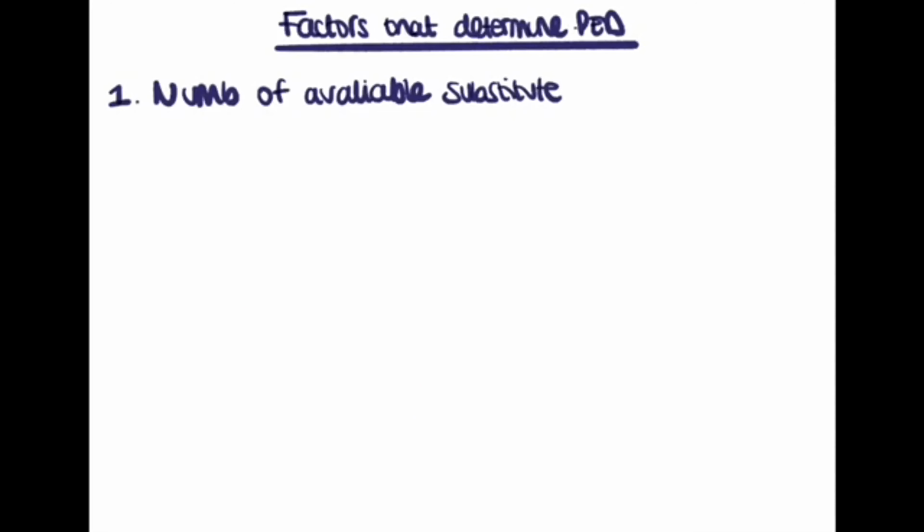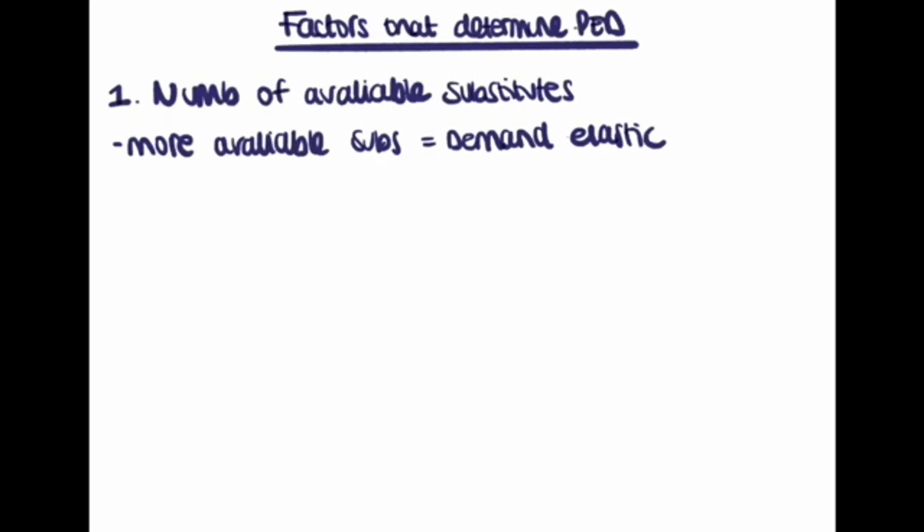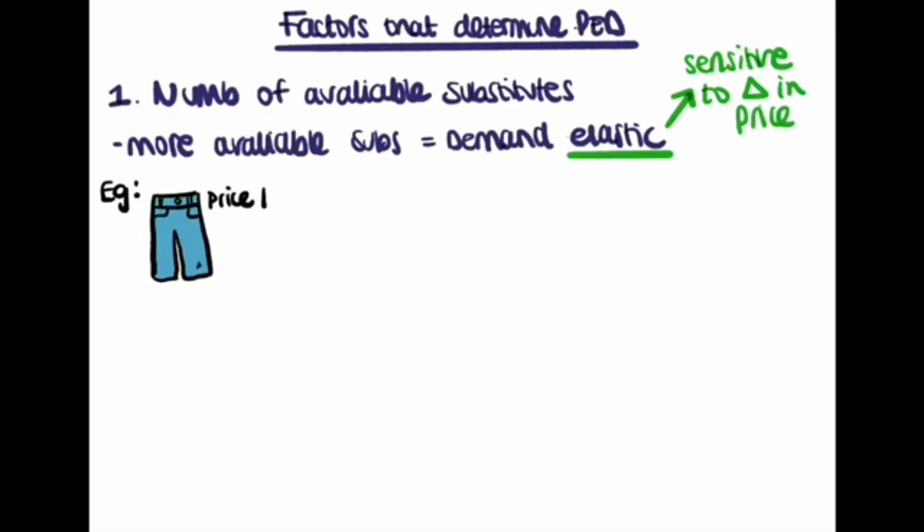There are many different factors that determine the PED, the main one being the number of available substitutes. When there are more available substitutes, consumers have more choice, therefore demand is elastic, meaning it is more responsive to a change in price. For example, if you are looking to buy a new pair of jeans, one brand may increase their price. However, you have many available substitutes.